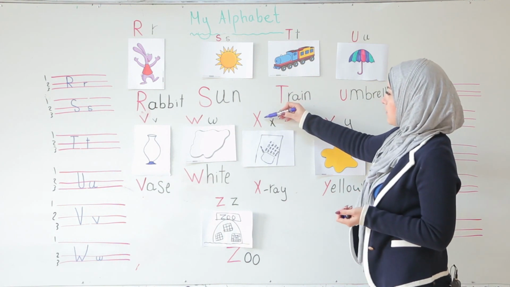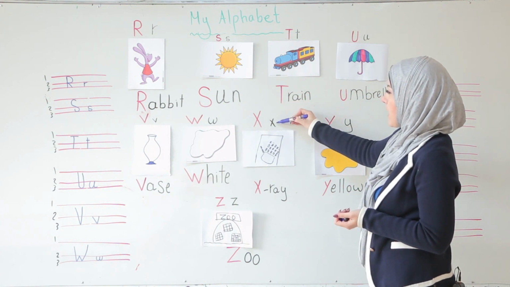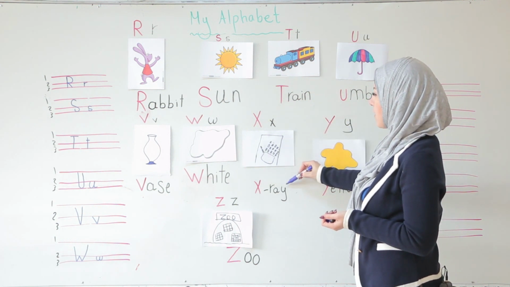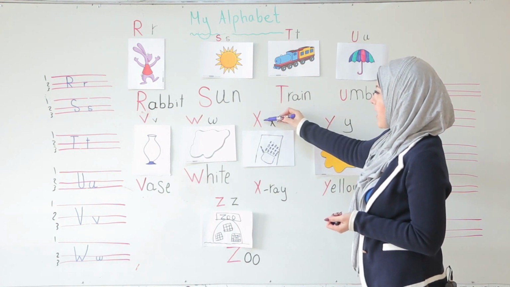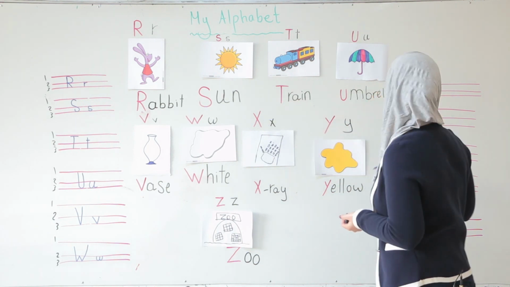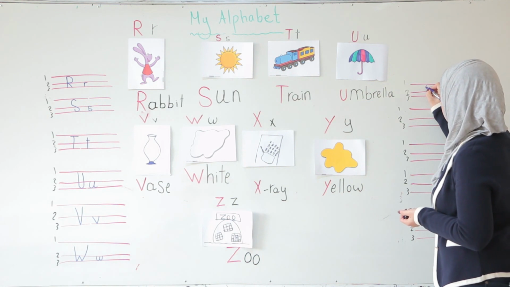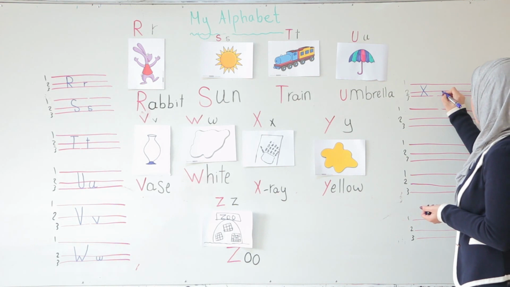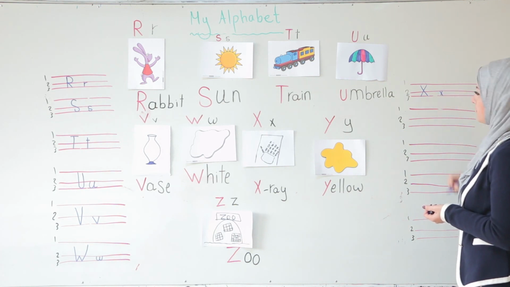Capital X, small x. X like x-ray. The sound of the letter X is X, X. Capital X, small x between the lines.